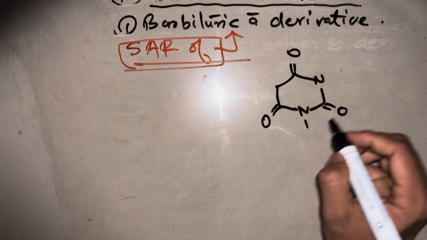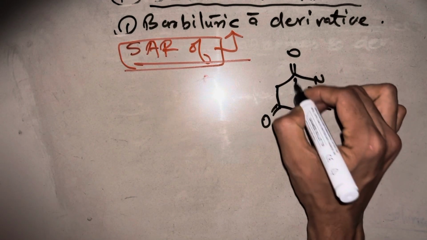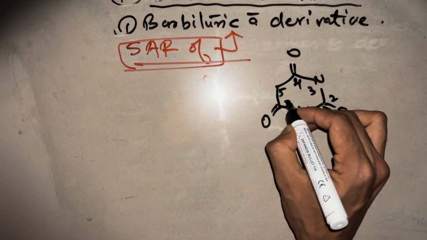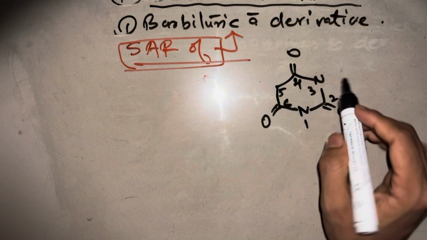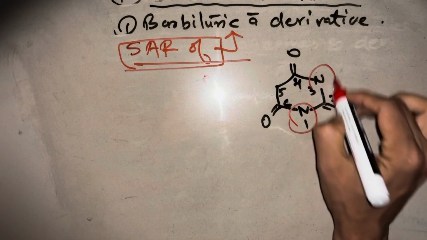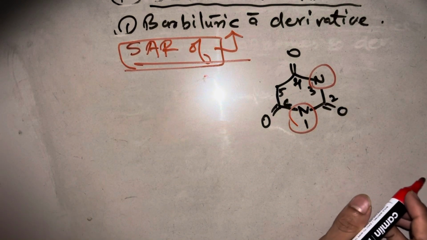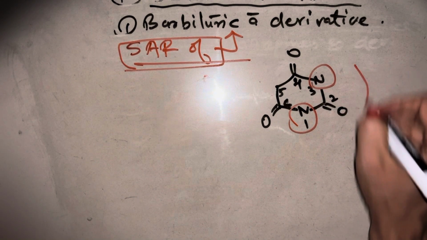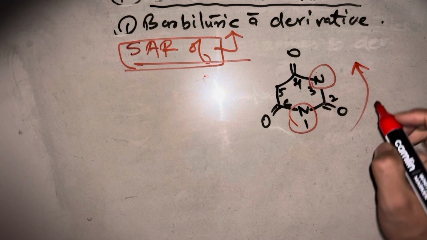The numbering will start from the anti-clockwise direction. 1, 2, 3, 4, 5, 6. Now see, the two nitrogens are present at which position? Important point: two nitrogens are present at first and third position. Numbering will start anti-clockwise.